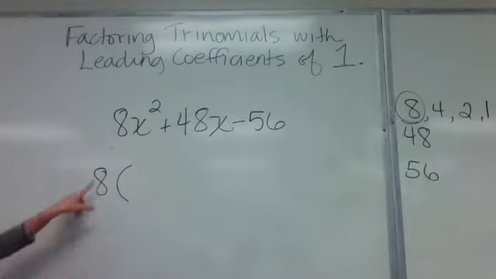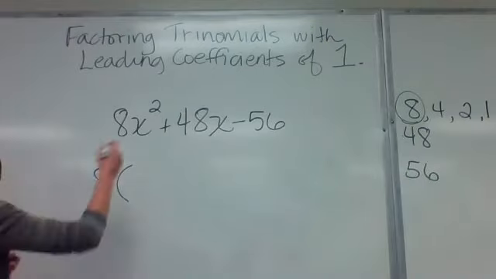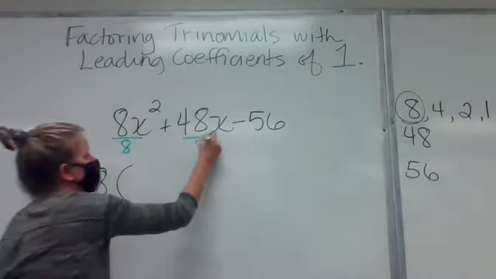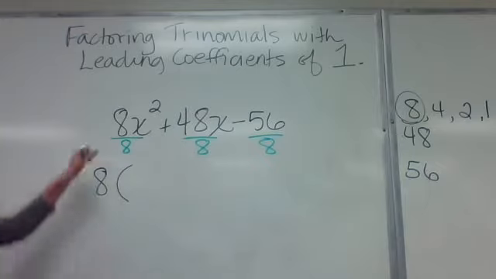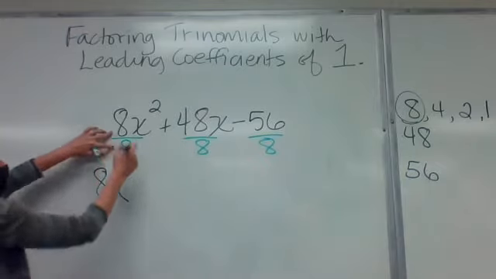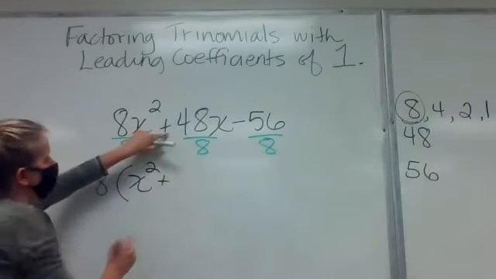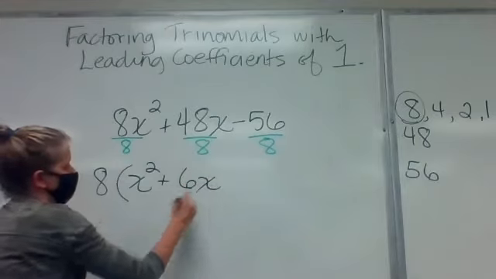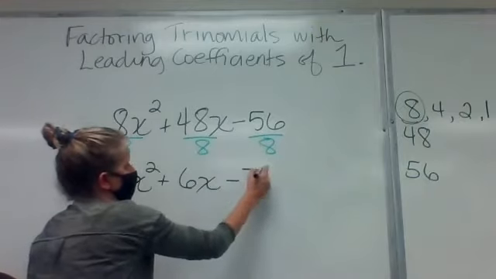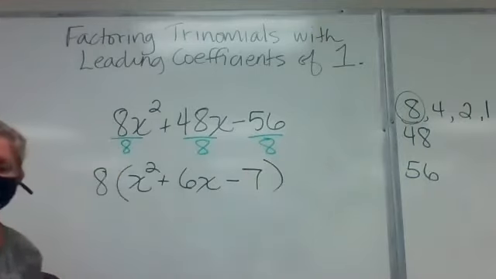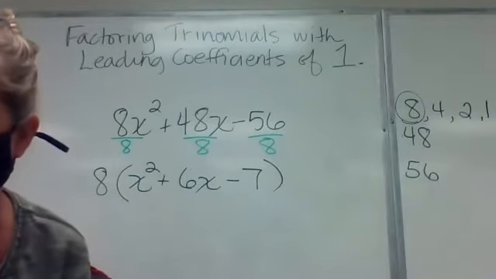What do I do after I pull out the 8? Well, I need to put in parentheses what is left, and that's when you are going to do what? Divide everything by what you just pulled out, which is 8. So let's see, what's going to be left here? If I took out that 8, all that's left is x squared, plus 48 divided by 8 gives me 6x, minus 56 divided by 8 is 7. Close your parentheses.